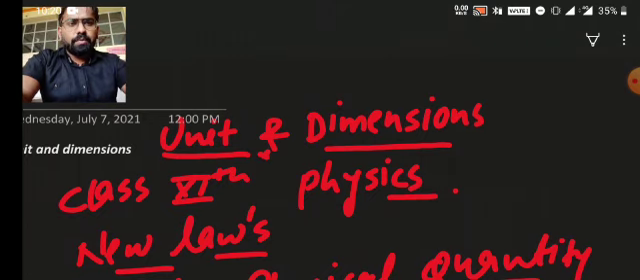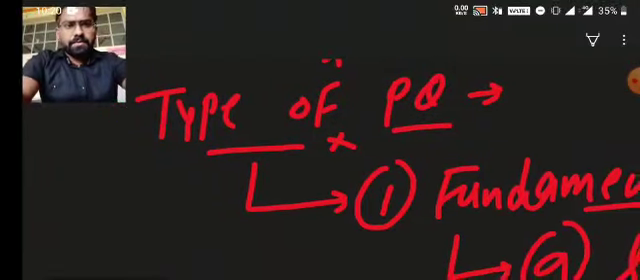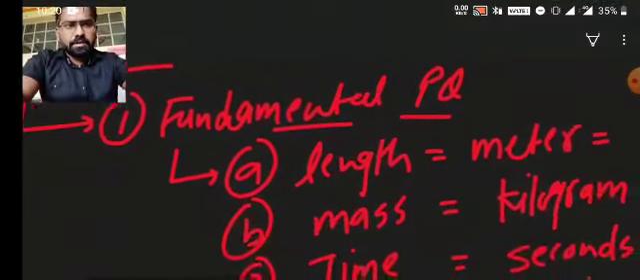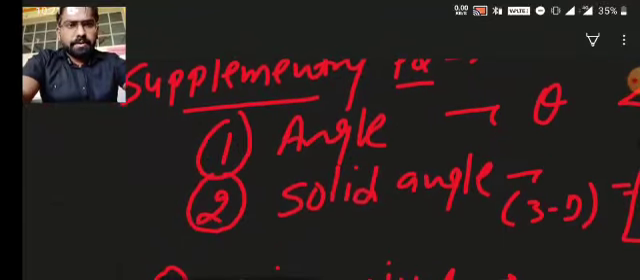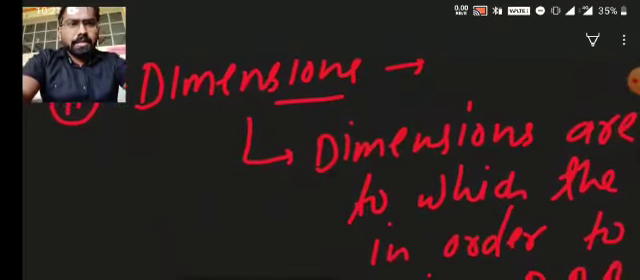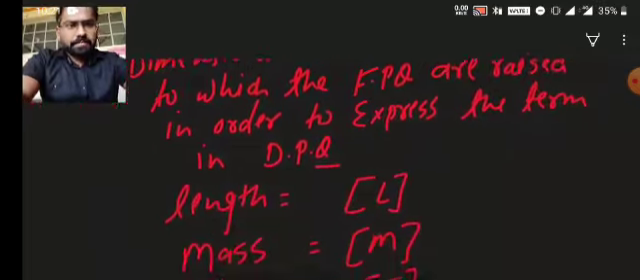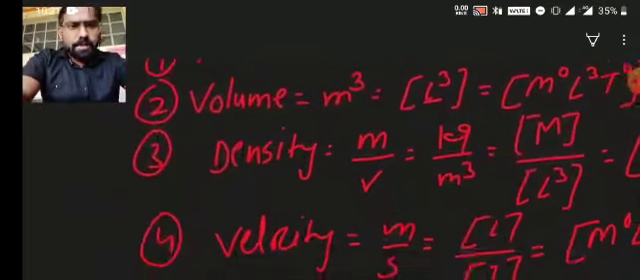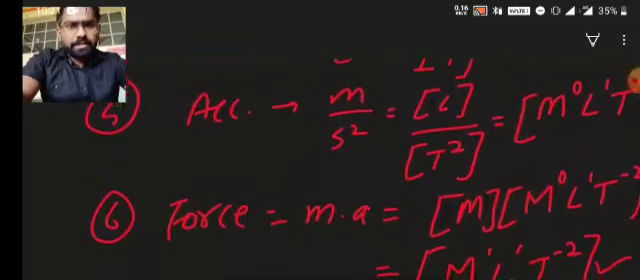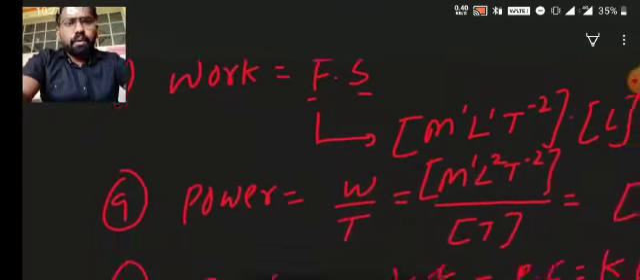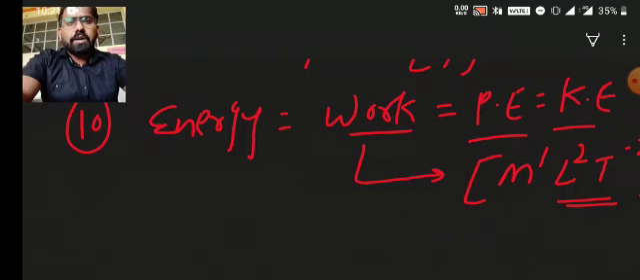In the last class we discussed some physical quantities and the types of physical quantities: derived physical quantities, supplementary physical quantities, and the dimensions. The dimensions, I already told you, of some ten quantities: mass, area, volume, density, velocity, acceleration, force, momentum, work, power and energy. So we have done all these contents in the last class.